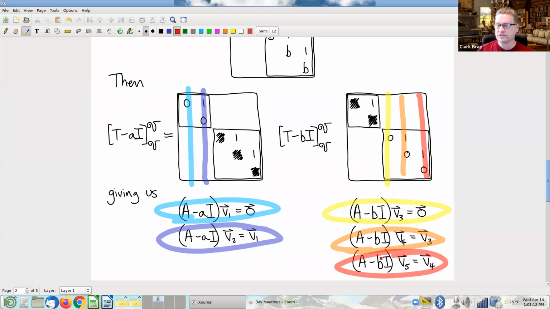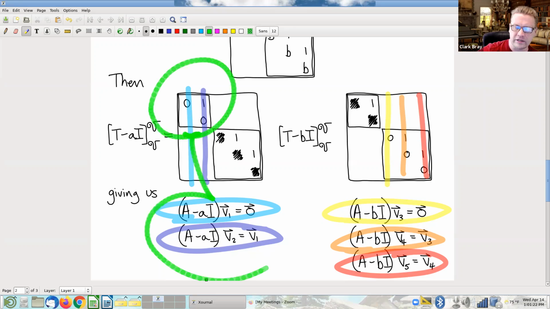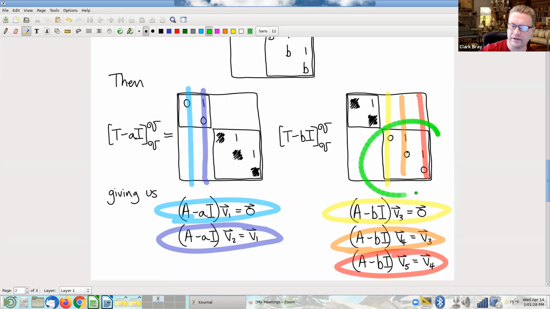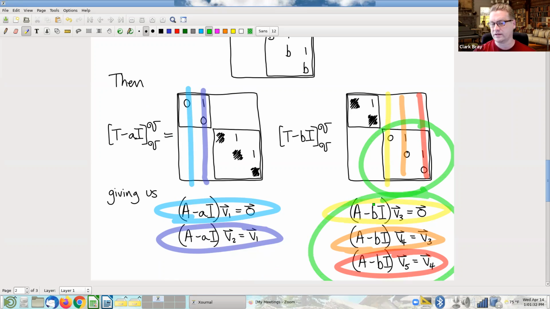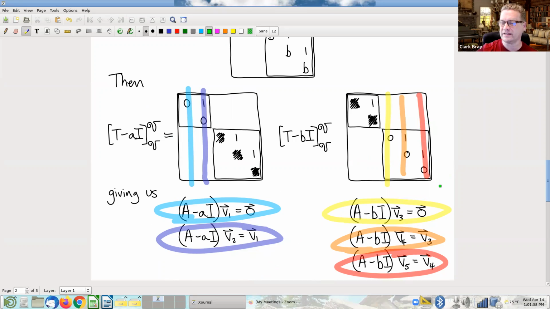We have equations that will allow us to solve for our Jordan basis. So there's sort of parallel calculations you have to do. You have to look at this part and solve these equations to get the first two vectors, and then you have to look at this part and solve these equations to get the last three Jordan basis vectors. But really, morally, it's the same idea as what we did on the previous page.